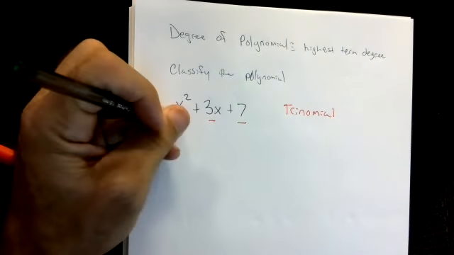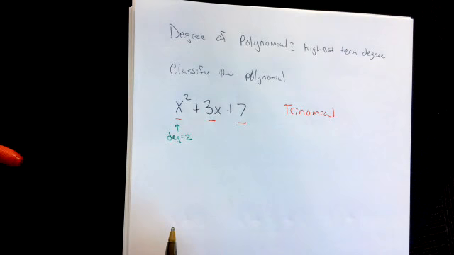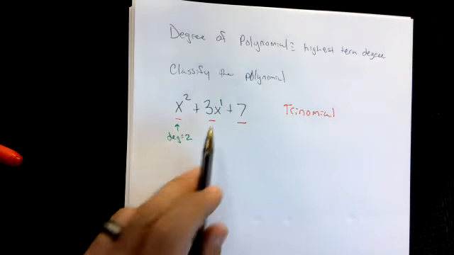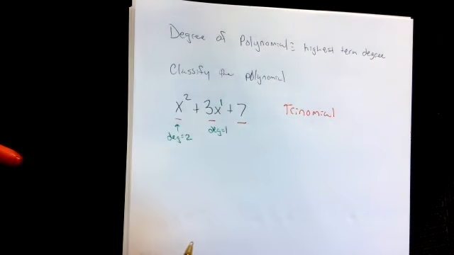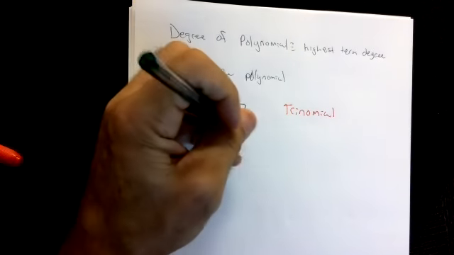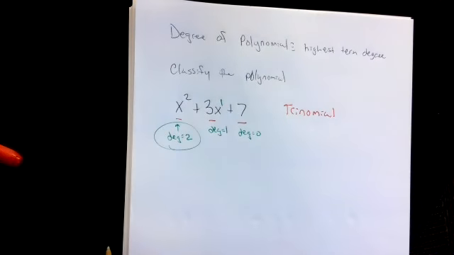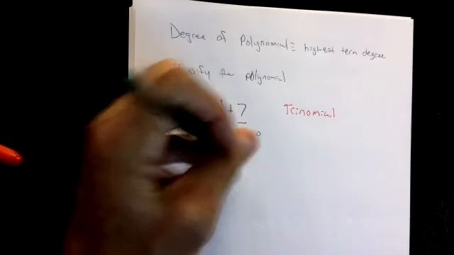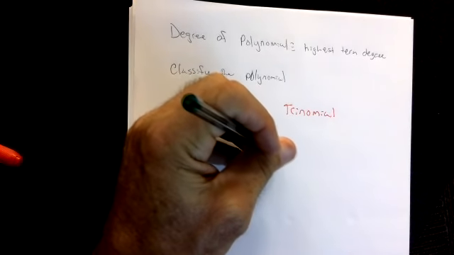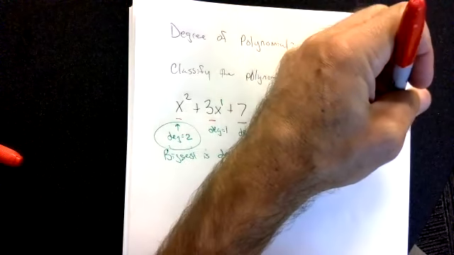And this particular term, the x squared, has a degree of 2. If you don't see an exponent, it's a 1 there. So this x, 3 times x, has a degree of 1. And then this 7 doesn't have a variable, so it has a degree of 0. So the degree of the whole polynomial is simply the biggest one. So the biggest is the degree of the whole polynomial. So then we would say this is a trinomial with a degree of 2.